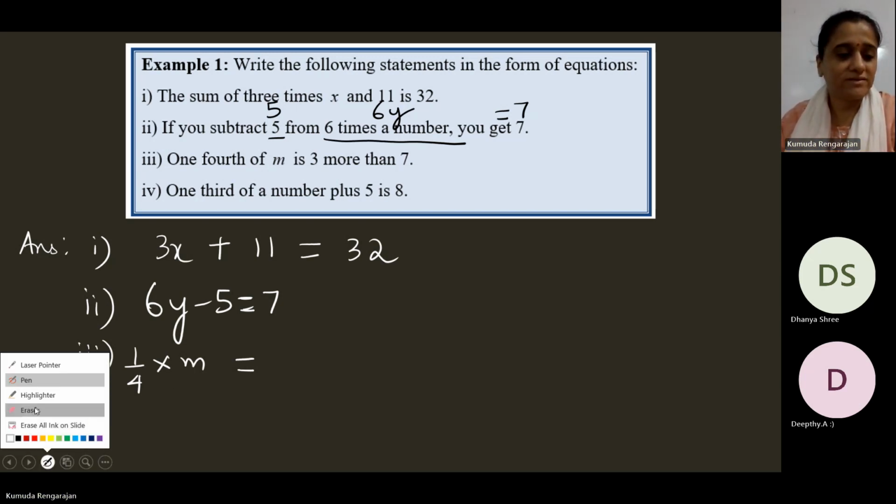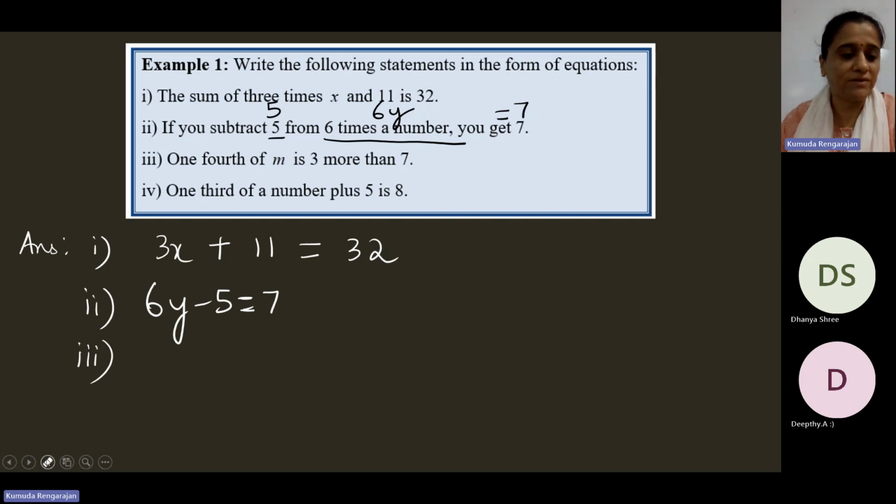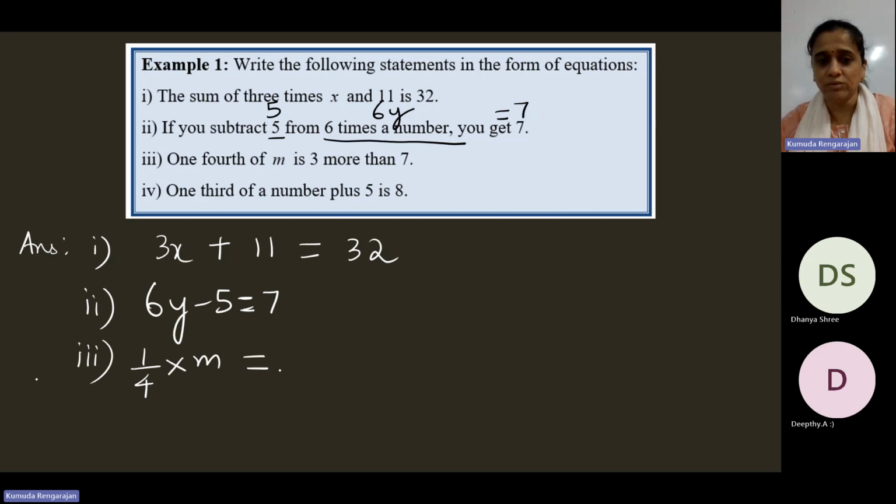Here, 1/4 means 1/4. Of stands for multiplication. M is m. 1/4 of m is, means equal to, is stands for equal to, 3 more than. Whatever comes after more than, less than should be written first. Like how whatever comes after from we write first in subtraction, in the same way, wherever you see more than, less than, what comes after that? 7 here. Write that first. More than means plus, right? 3.